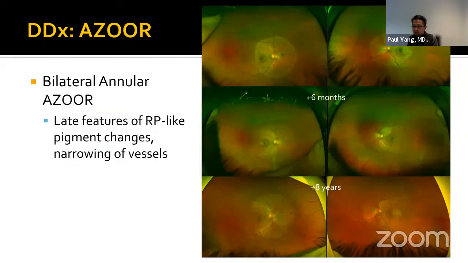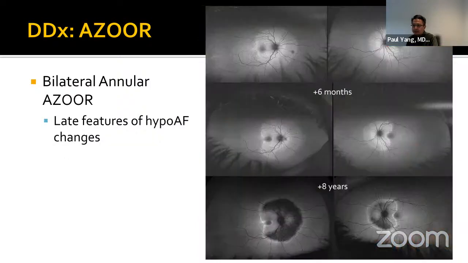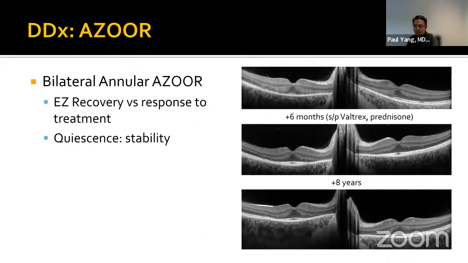And over time, 6 months, 8 years, you'll see that the affected areas start to pigment, the vessels narrow, and so that starts to look a little bit kind of like that pericentral RP. Right, and you see on autofluorescence, it takes time for the damaged areas to become hypoautofluorescent. In this case, not only is it acute, right, but there is easy recovery as well as stability that occurs over time.